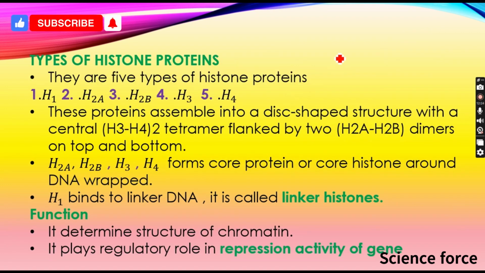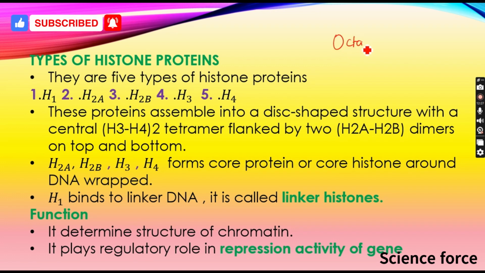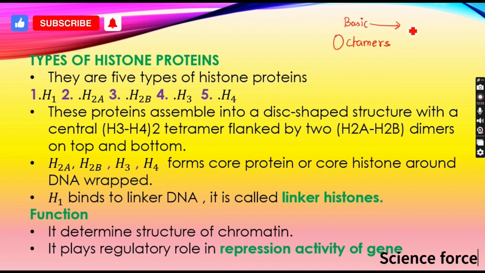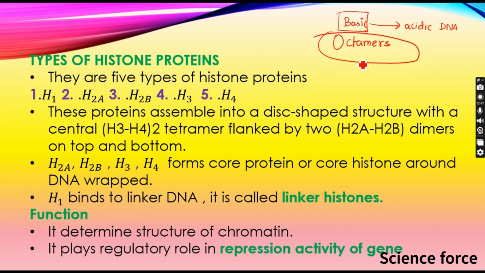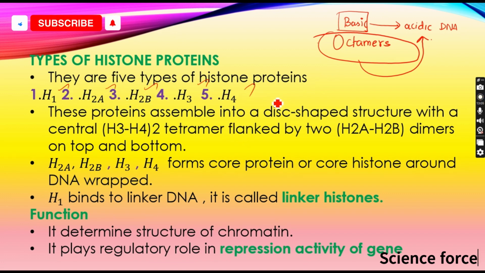Histone proteins are organized into an octamer structure. As we said, histone proteins are basic in nature, which makes them attach to the acidic DNA. But at first, histone proteins individually cannot attach to the DNA. These histone proteins form an octamer, and these octamers attach to the DNA. Therefore, how is this octamer formed? We are going to see that. Histone proteins have different types: H1, H2A, H2B, H3 and H4. These are the 5 types of histone proteins.